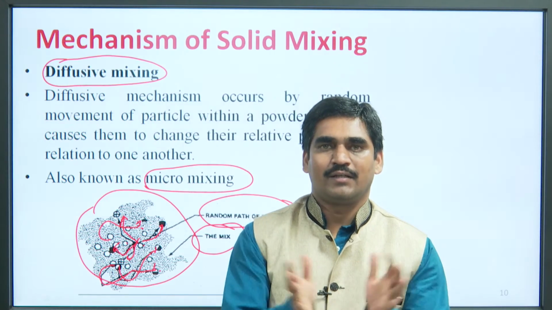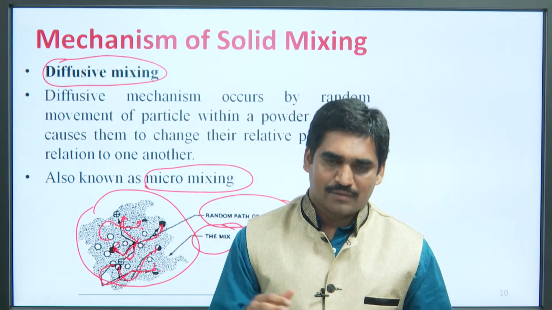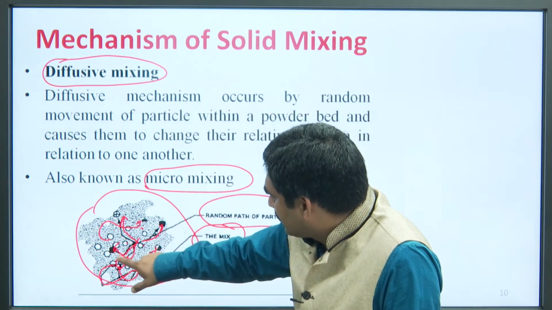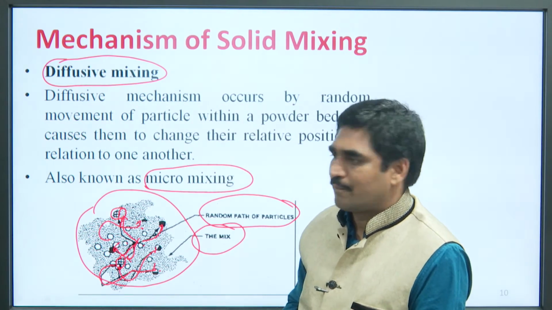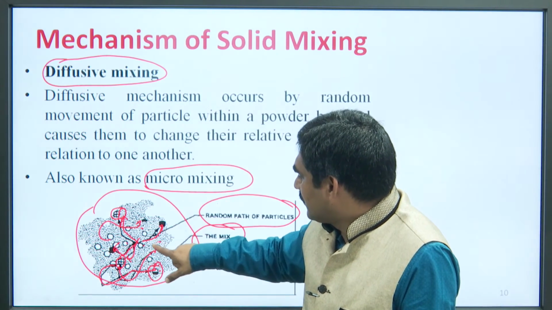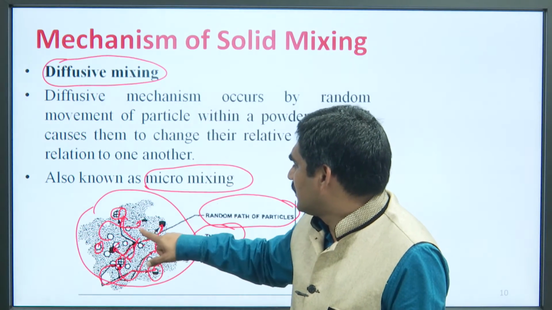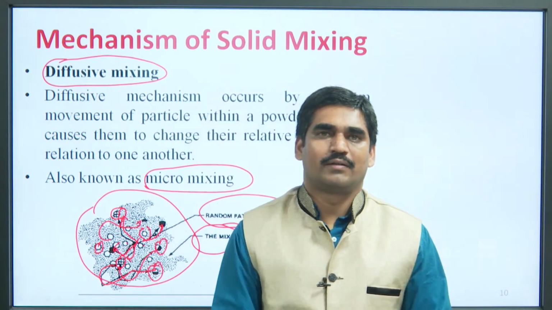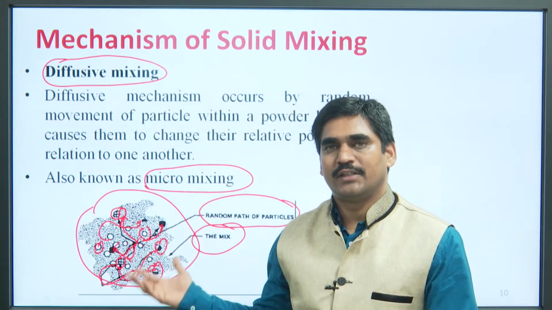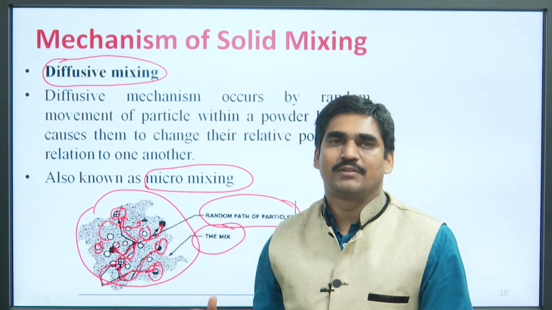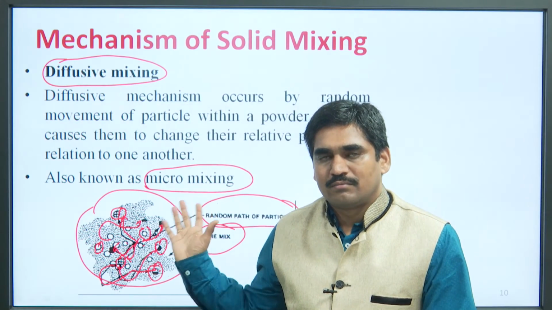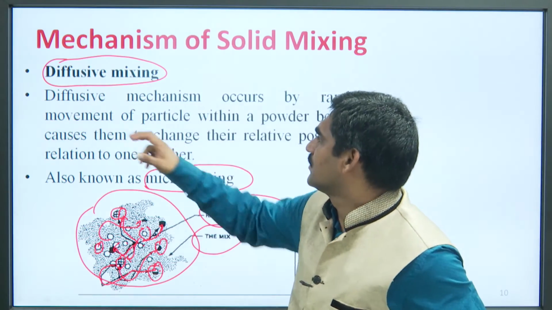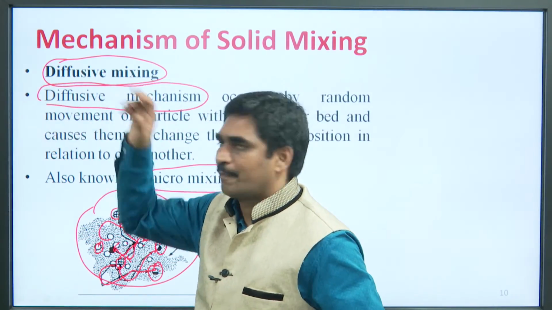So, this random movement of particles within the powder bed leads to change in their relative position in relation to one another. Suppose that this particle, after random movement, reaches this position. Similarly, this particle reaches this position, and this one reaches this position. Like that, there is a haphazard movement of particles, which leads to change in their relative position in relation to one another. So, this movement of particles is called the diffusive mechanism. Okay.